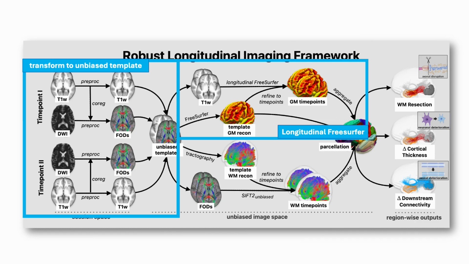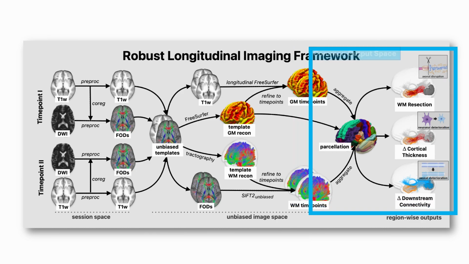For quantitative tractography, no equivalent method existed, which is why we adopted a very similar principle. For each patient, we reconstruct white matter anatomy only once from the unbiased template, but then refine the estimate on session-specific data. This approach allowed us to robustly estimate longitudinal gray and white matter features within a common output space.